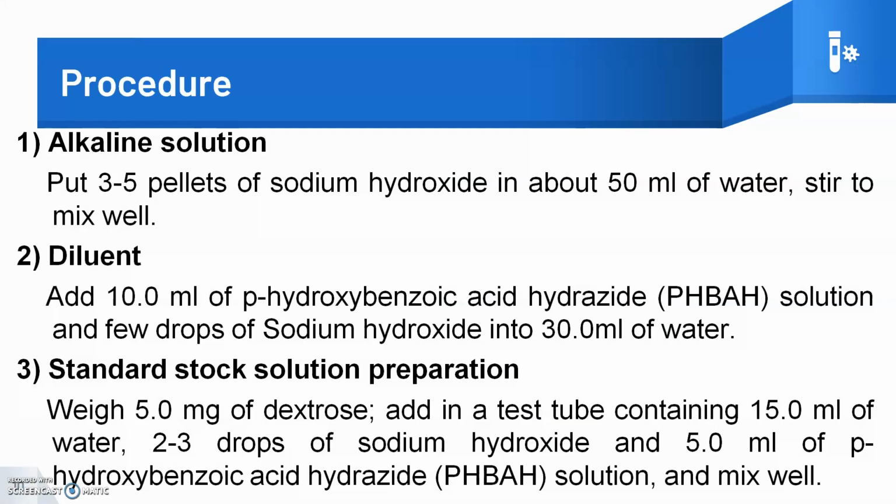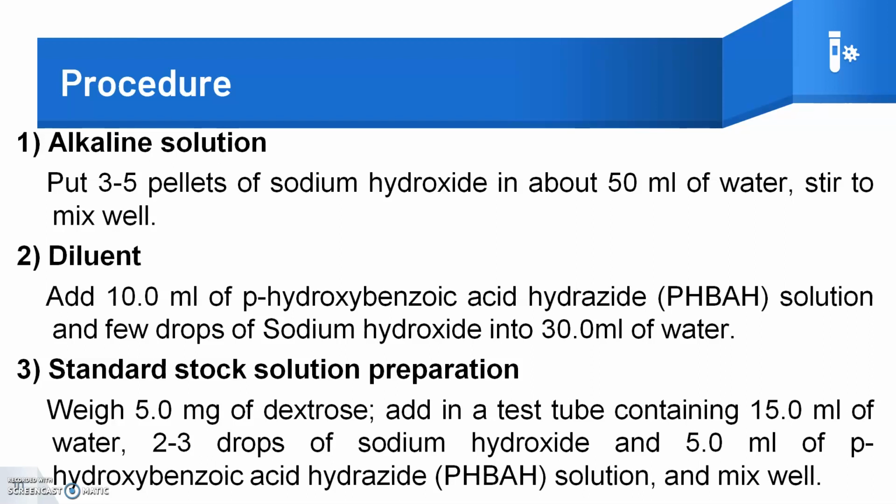The next important thing is the procedure. The first point of the procedure is the preparation of alkaline solution. First put 3 to 5 pellets of sodium hydroxide in about 50 ml of water and stir to mix well, so it forms the alkaline solution. The next step is the preparation of diluent. Add 10 ml of the para-hydroxybenzoic acid hydrazide solution and a few drops of sodium hydroxide into 30 ml of water. You should use the alkaline solution from the first step.